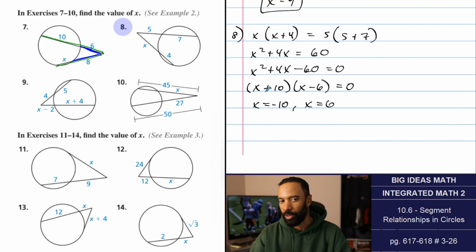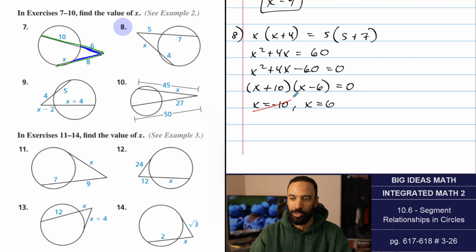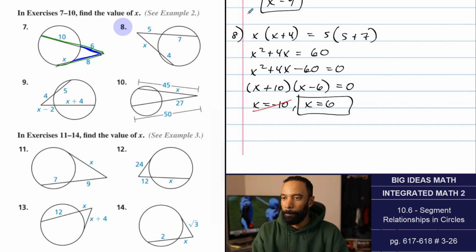Negative 10 cannot apply to this one because you plug that in, you actually get negative. And you can't have negative length, so it's going to be 6. So there's that one. That's number 8. Let's move forward to number 9.